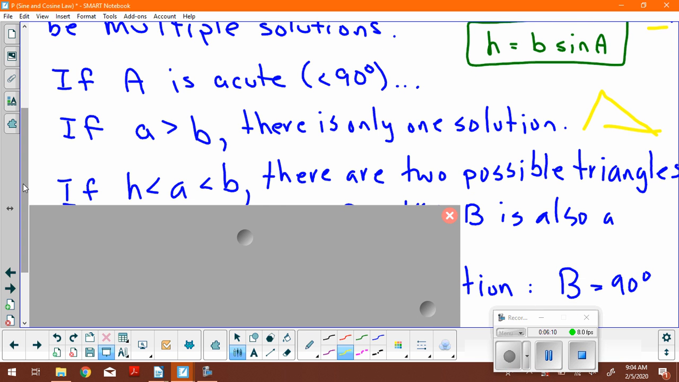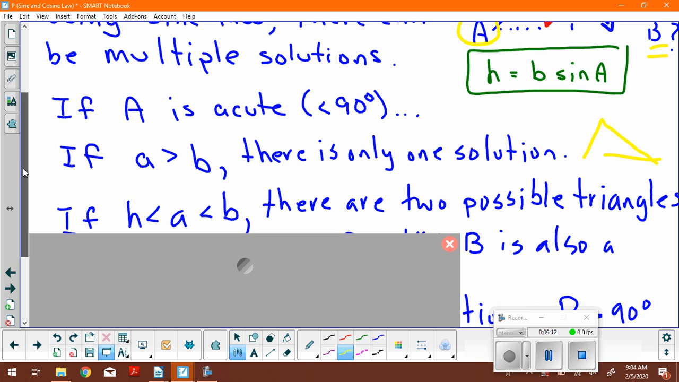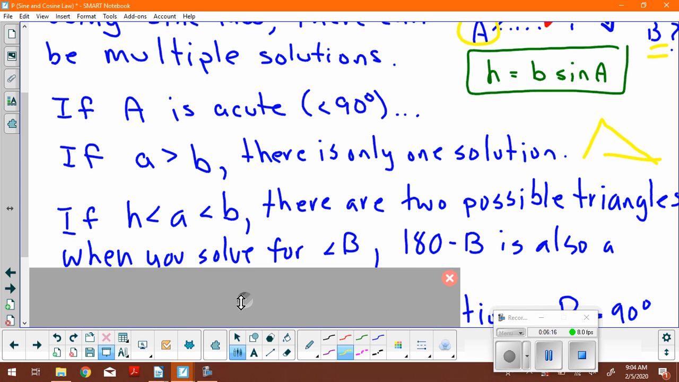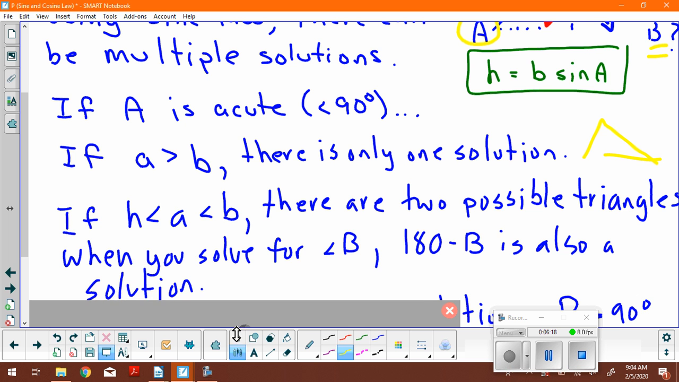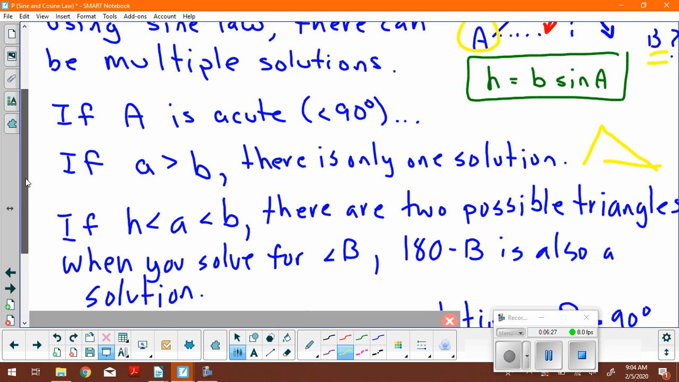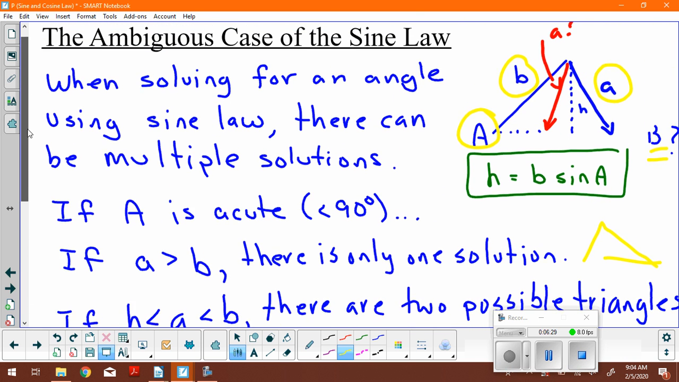Okay, if the height of the triangle is shorter than A and A is shorter than B, then there's two possible triangles. When you solve for angle B, then 180 minus B is also a possible solution to that angle. So I'm just going to scroll up for a second. That's the situation I've drawn here.